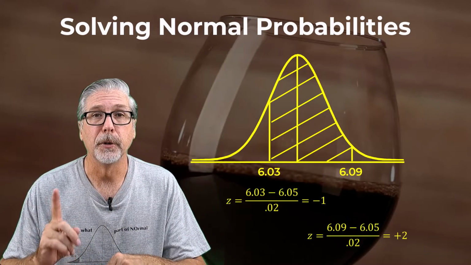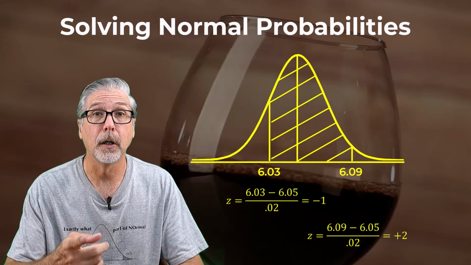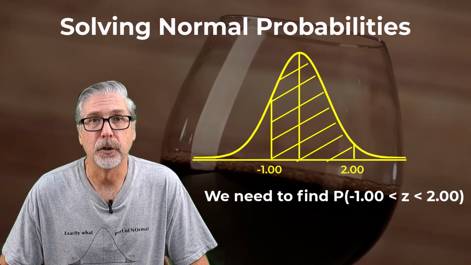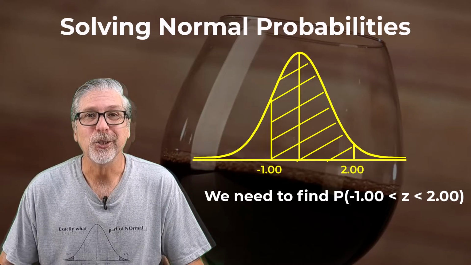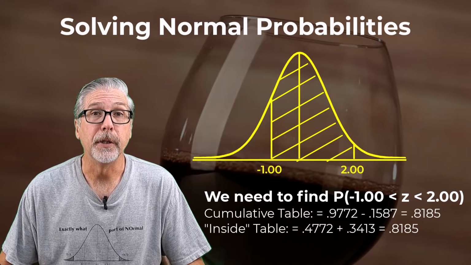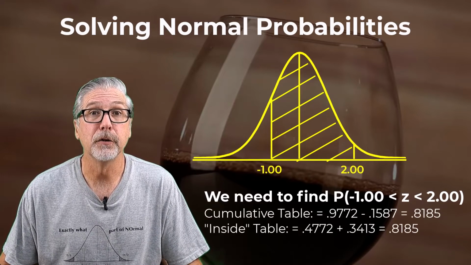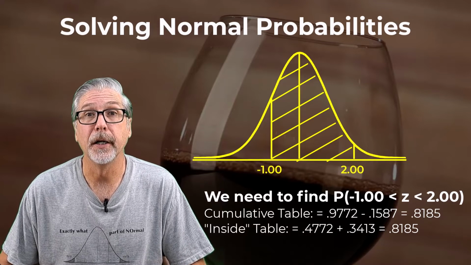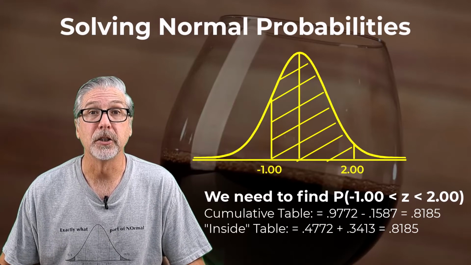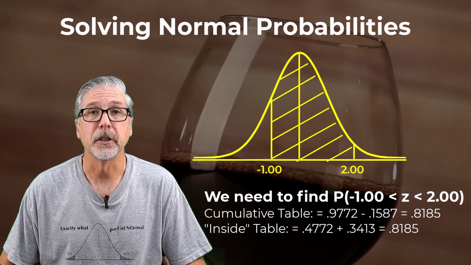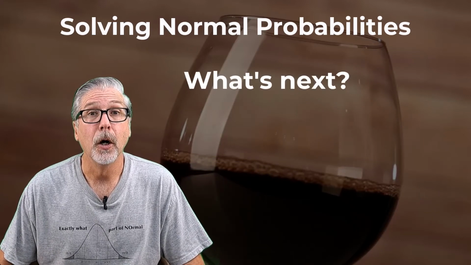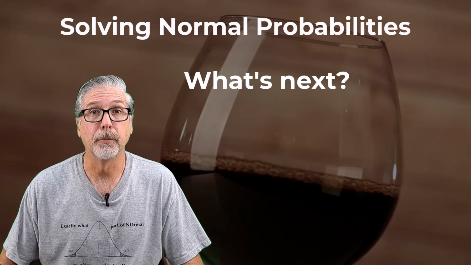So I can ask for the probability between 6.03 and 6.09, or I can ask for the probability between a z-score of negative 1 and positive 2. And so I head back to my table. Using our table skills, whether it's the cumulative table or the inside probability table, you need to be able to find that the probability between the two values of interest in this case is 0.8185. 81.85% of the pours result in a pour amount between 6.03 ounces and 6.09 ounces. And that's how it's done, my friends. This is a really good example of what the typical normal probability problem looks like.